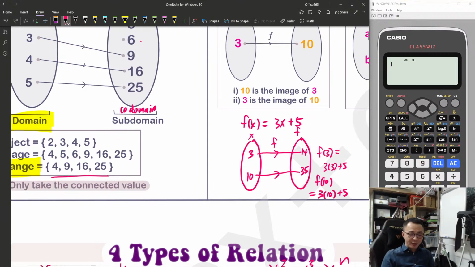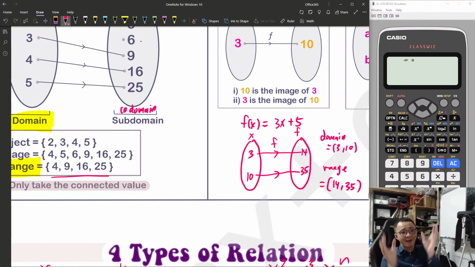You can see over here, for my domain I will have basically 3 and 10, and for my range I will actually have 14 and 35. I say range is in the codomain when the image is linked to the object. When the image is linked to the object, that value we call range.